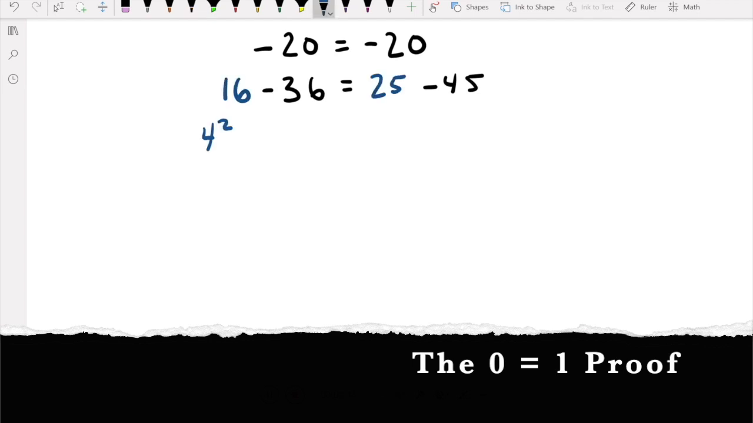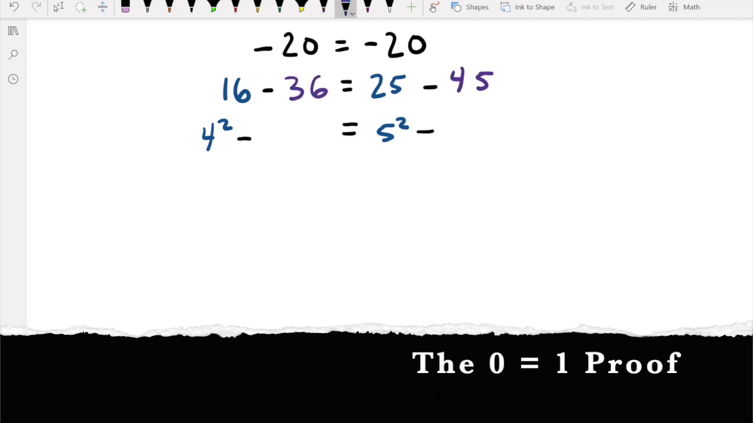So we're going to split up the 16 to 4 squared. 4 squared is just 4 times 4, which is 16. We're going to split the 25 to 5 squared. Again, these are both just different ways of writing the same number. 5 times 5 is 25. 4 times 4 is 16. So good so far. Now we're going to split up the 36 and the 45.